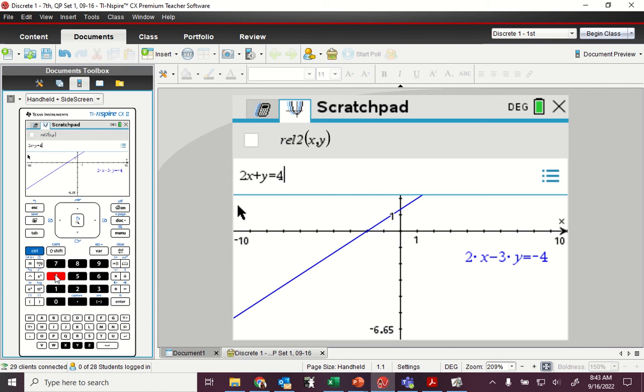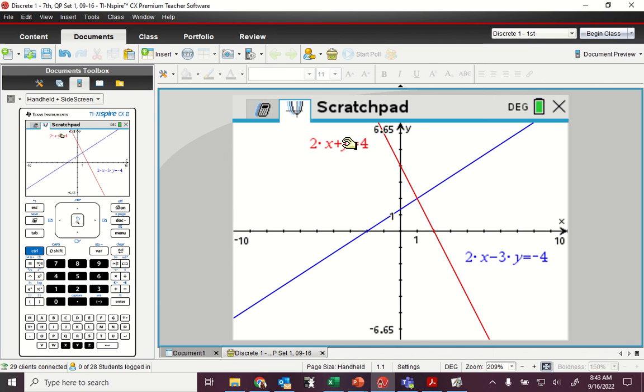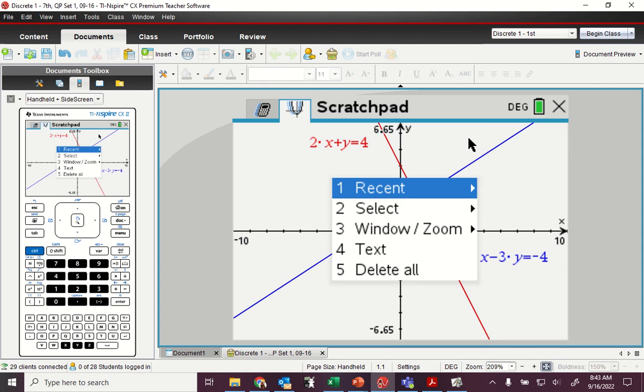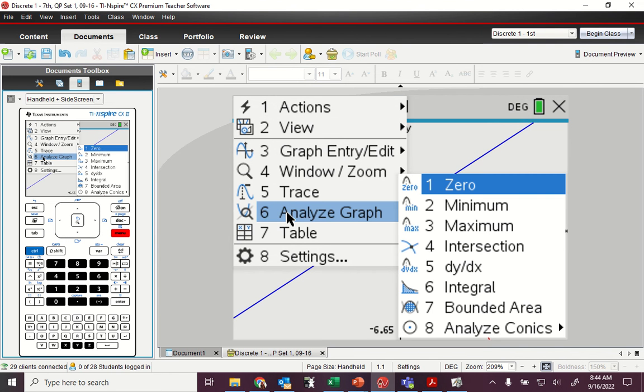All right. So hopefully you guys actually find this pretty neat. So now the red line and the blue line right here. The solution to this is where these two lines intersect, right? So let's see. I'm going to tell my calculator to menu. Analyze. What do I want to analyze?